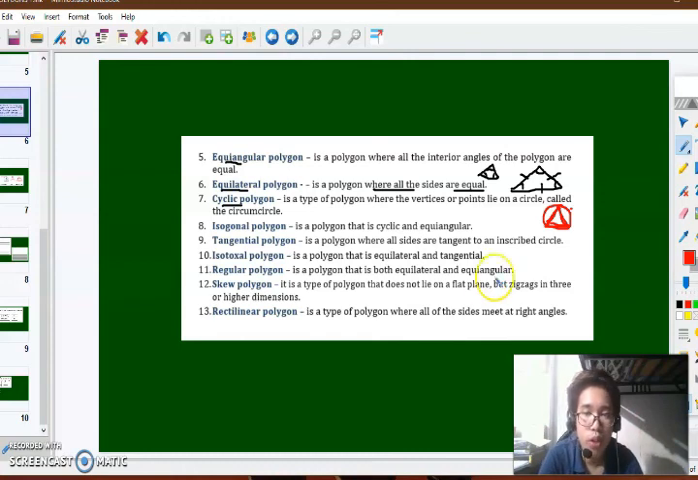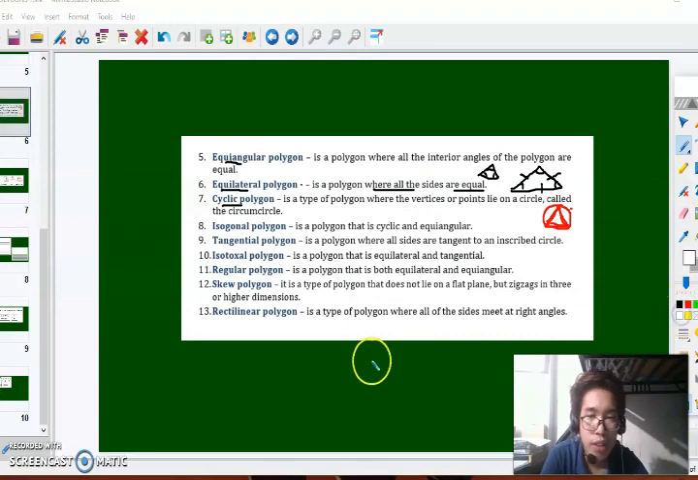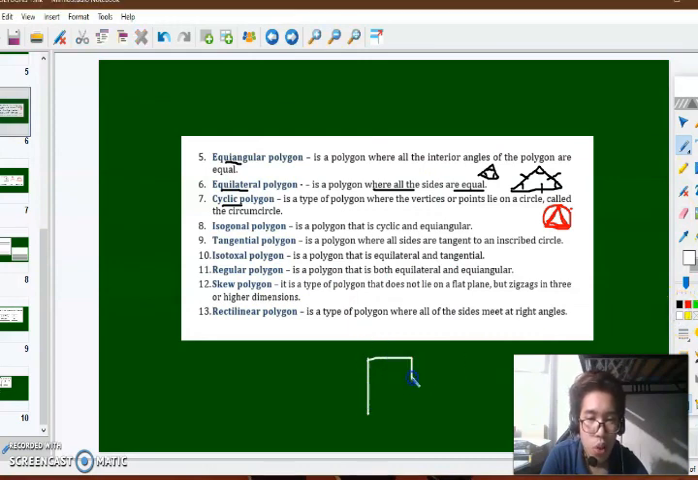And we also have a skew polygon. It is a type of polygon that does not lie on a flat plane, but zigzags in 3 or more dimensions. So this is a very weird type of polygon because it's composed of more dimensions. We also have the rectilinear polygon. It's a type of polygon where all of the sides meet at right angles. So an example of a rectilinear polygon can be a rectangle. All of its sides meet at right angles. So there's a right angle, a right angle, a right angle, and also a right angle.